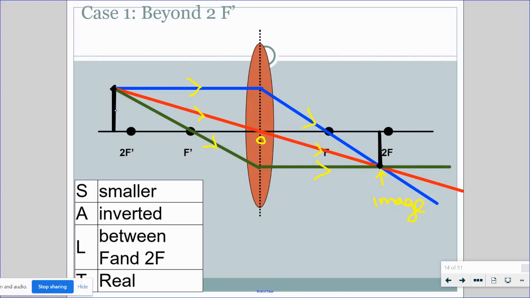And if we look, compare the size of the object, this is our object. Our image is smaller, it's upside down, so it's inverted. It's located in between the focal point and 2F, and it's considered real.